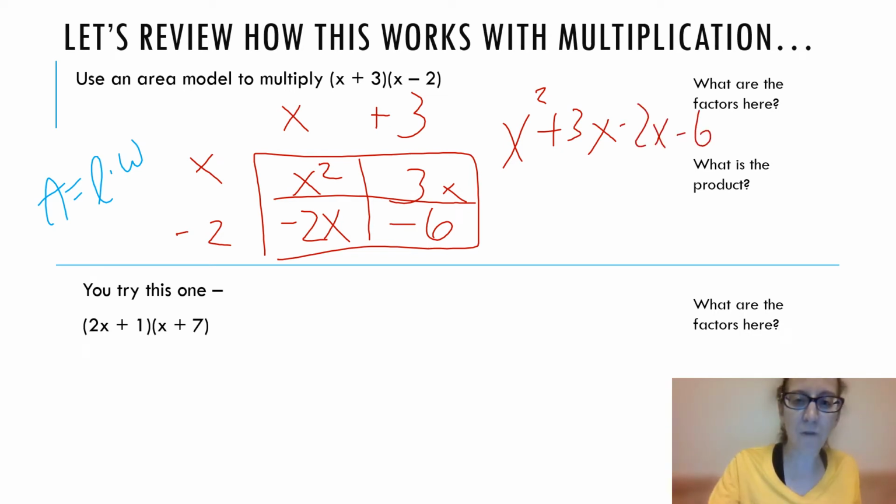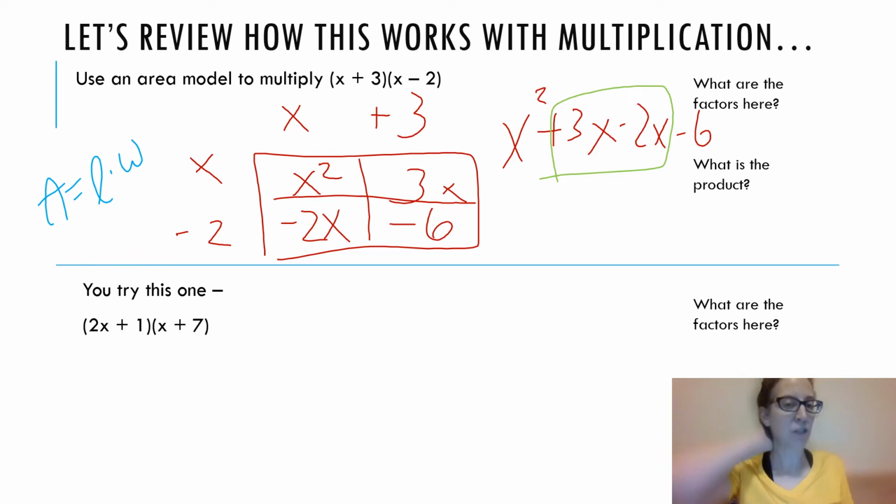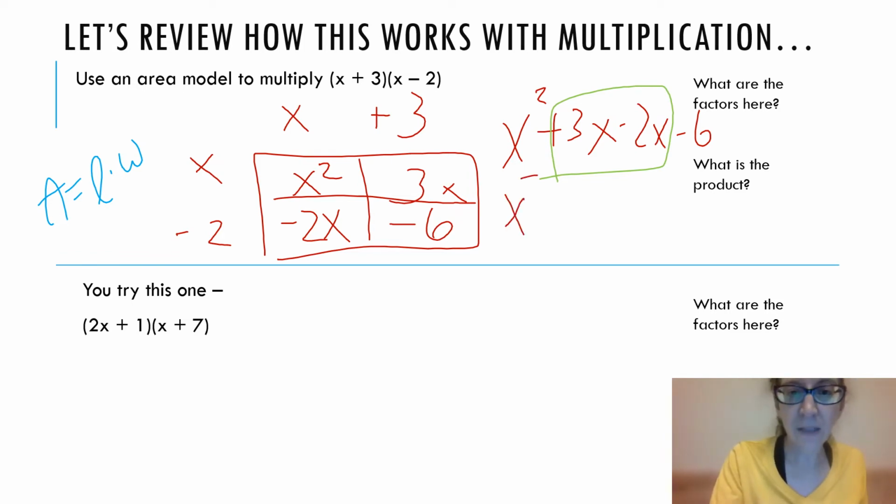And then if you recall from Algebra 1, you can combine what are called like terms, which means you can combine x squareds with other x squareds or x's with other x's. And so 3x minus 2x is 1x, and we have -6.